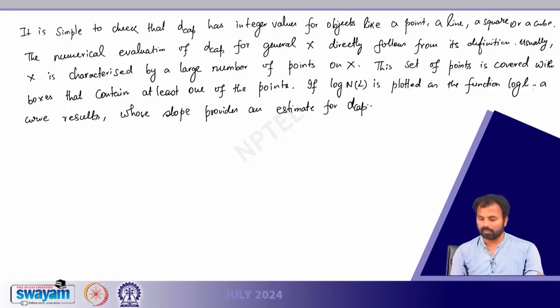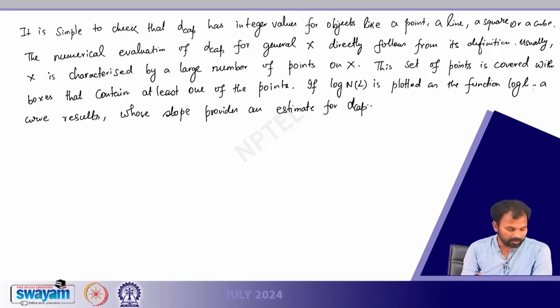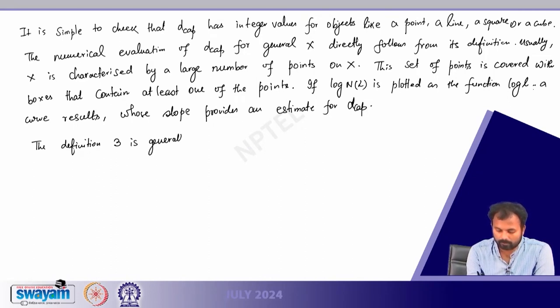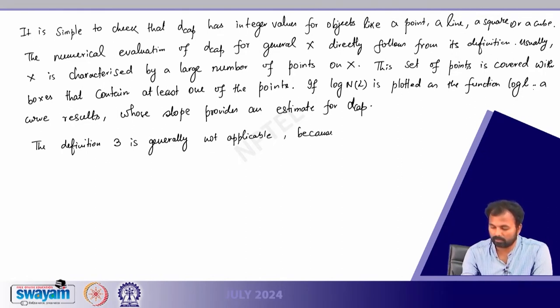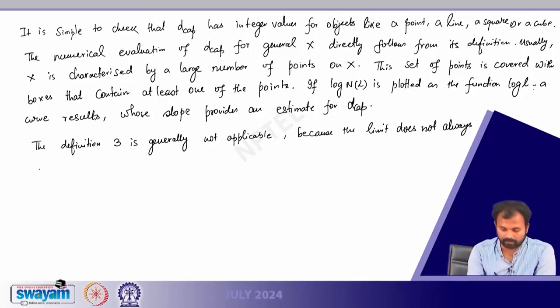And if it is a known shape, then it is always an integer value, otherwise we will get the value after computing this numerically, right. Now, the definition 3 that we have just given is generally not applicable, right. It's not applicable because there is a reason, because the limit does not always exist, right.